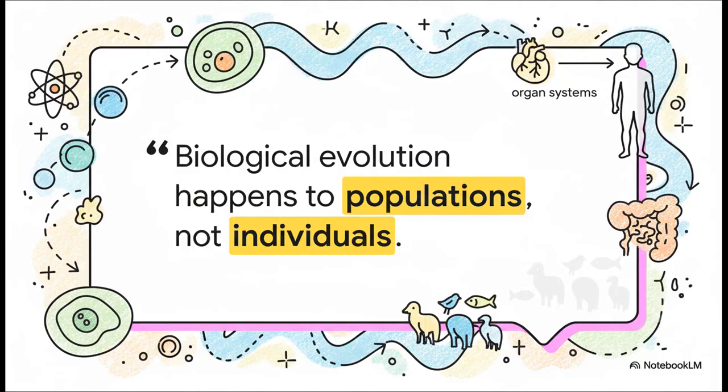Now, this next point is absolutely crucial, something that trips a lot of people up. An individual organism does not evolve. You are not going to magically sprout wings in your lifetime. Instead, it's the genetic makeup of an entire population that slowly shifts over many, many generations. So remember, evolution acts on populations, not on individuals.